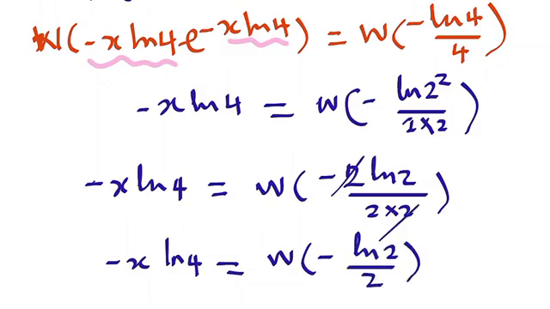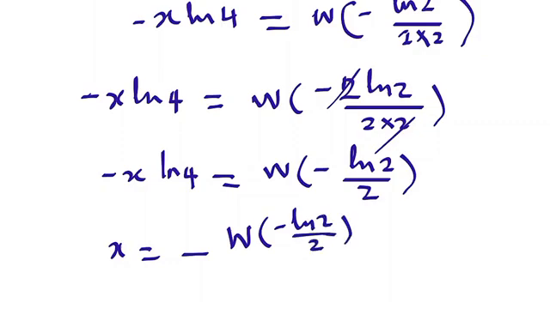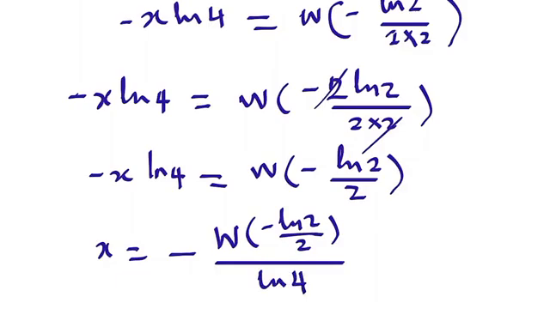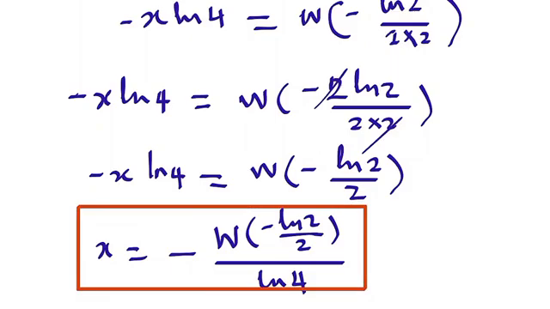All right, so now from here, to get the x, we're going to divide both sides by minus ln of 4. So we're going to have x equals minus W of minus ln of 2 over 2, all divided by ln of 4. All right, and with this we have come to the end of the class. So this is our solution. I have the value of x to be minus W of (minus ln of 2 over 2) all over ln of 4. And that's the end of the class.